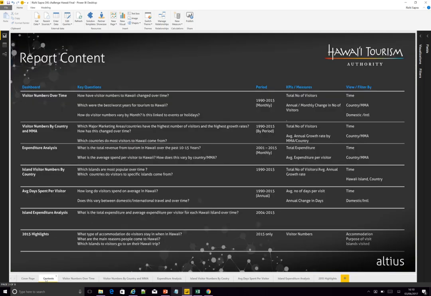So the first page of the report is the contents page that shows for each dashboard of the report what are the key questions it tries to answer, what period does it cover, what are the key KPIs and measures, and what can you view and filter those KPIs and measures by.